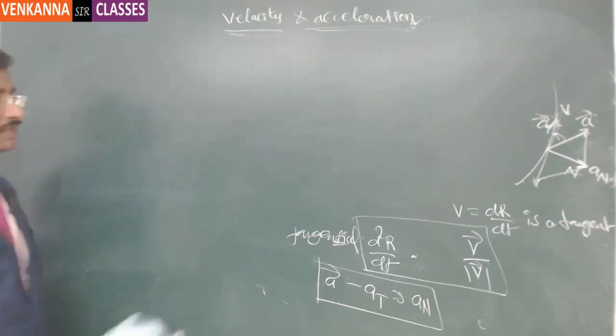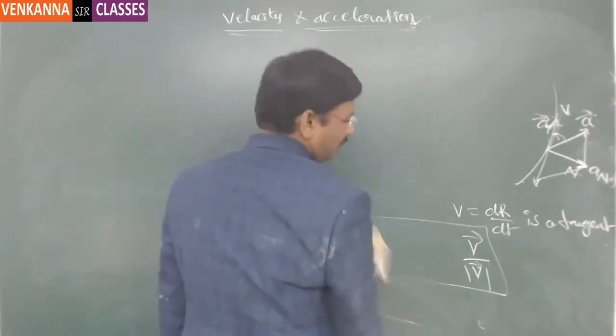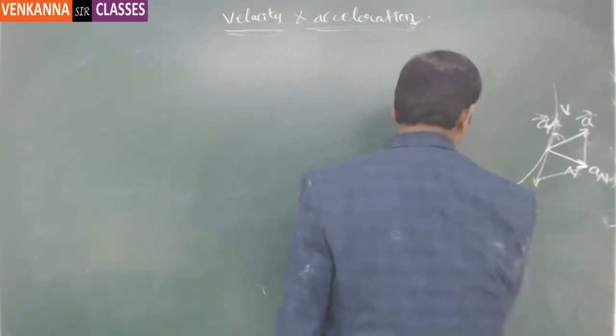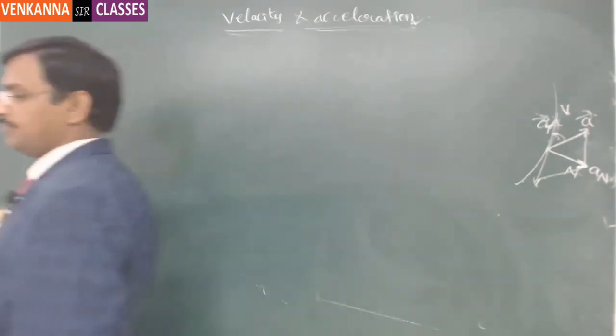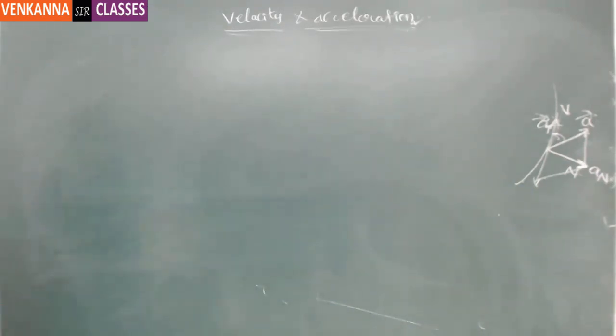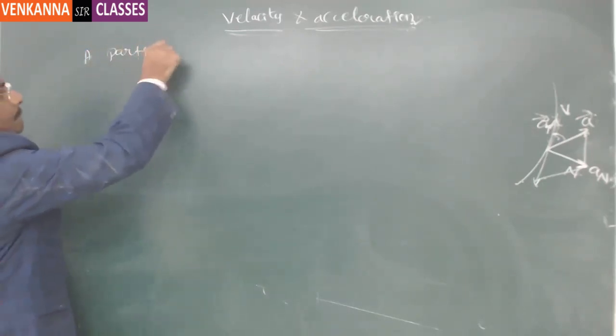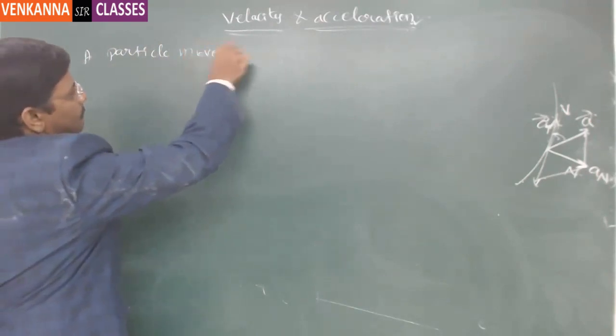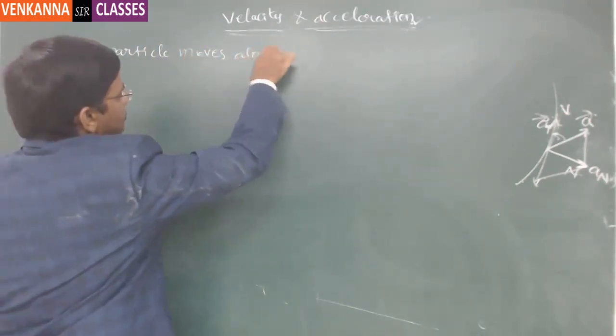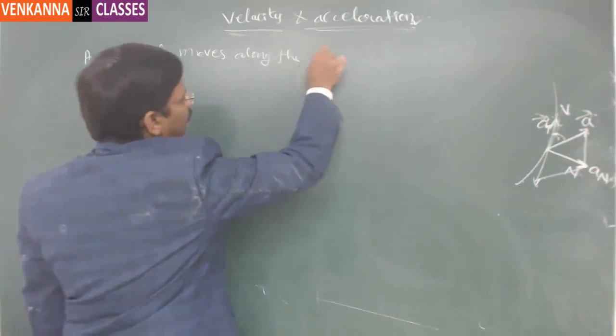Now based on this understanding, let us solve one problem. You will get a fair idea on this. So tangential and normal are straightforward, because the velocity itself is in the tangential direction, dr by dt. A particle moves along the path of the curve.